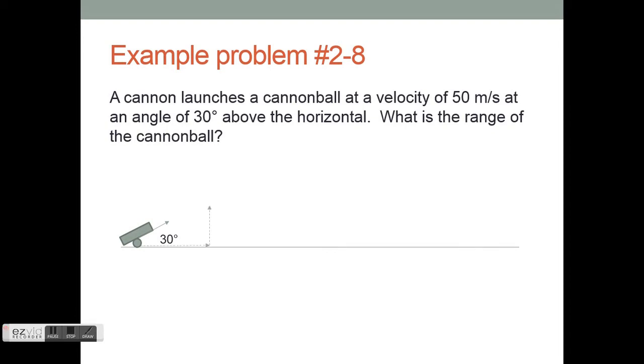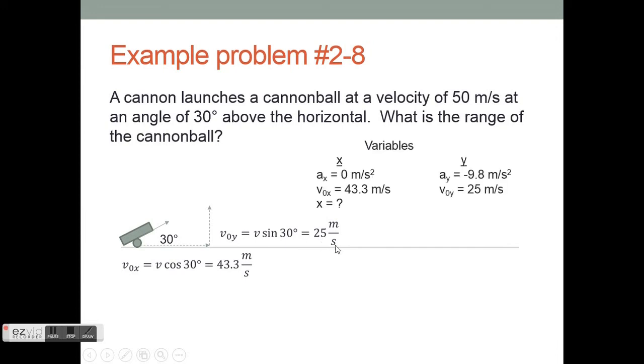The very first thing I probably want to do is start to break things up into the x and y direction. I want to figure out what is the initial velocity in the x direction. We'll break up this vector, 50 meters per second at 30 degrees above the horizontal, into its x and y components. And I get 43.3 is the x component there, and 25 is the y component.